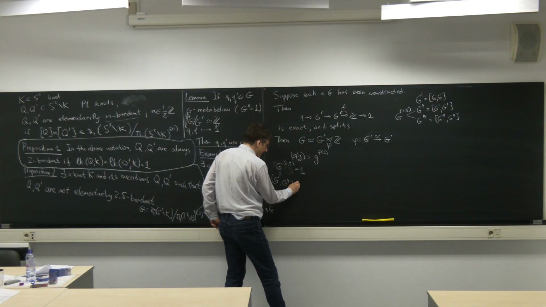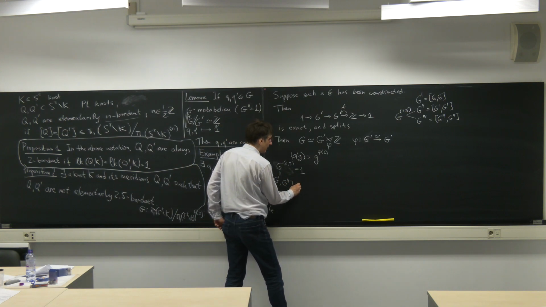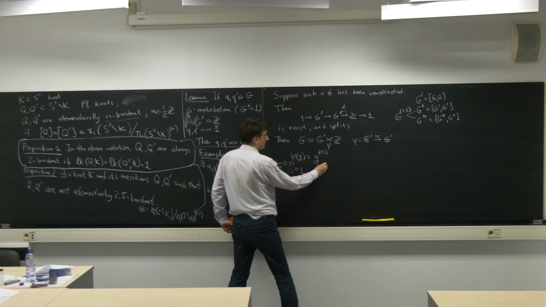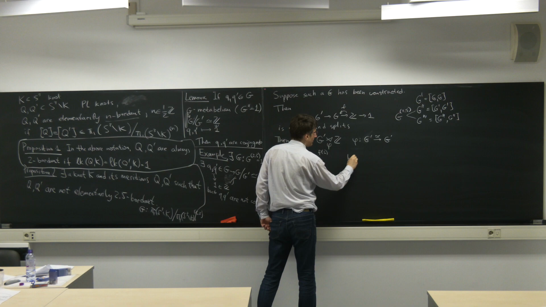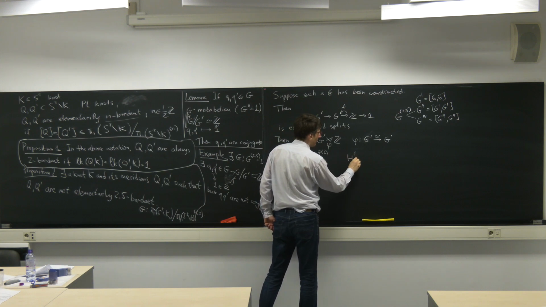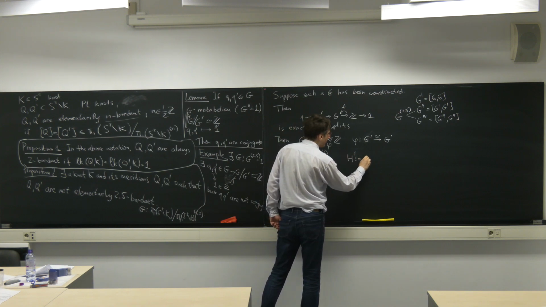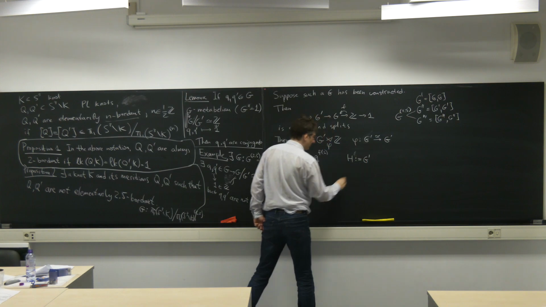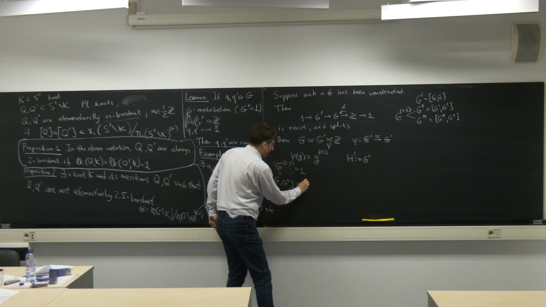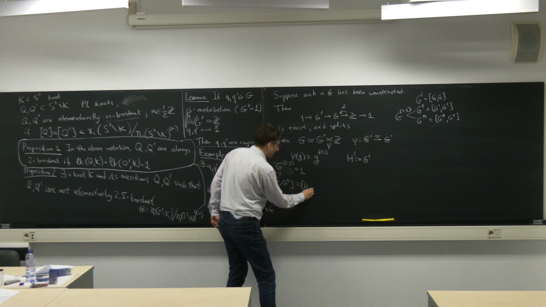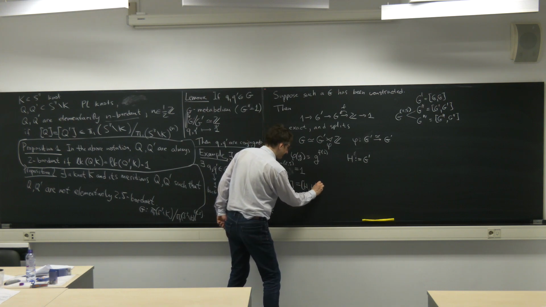Okay, now let me call this G prime H. Let me use a new letter for G prime. And this is the same as the commutator subgroup of H and H prime.